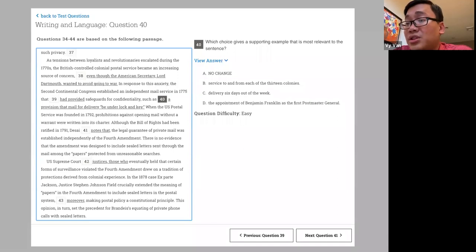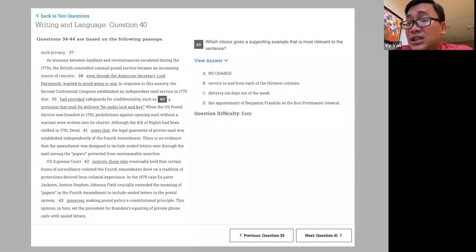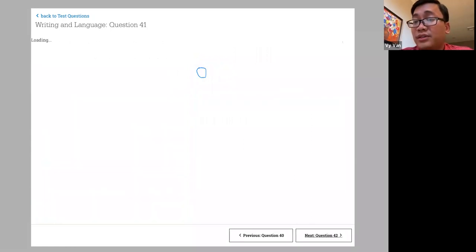B, service to perform 13 colonies. That's out of context. And then C, delivery 6 days out of the week. Nobody cares about frequency. Appointment of Benjamin as first postmaster. Who cares about whoever the postmaster is? We just worry about the protection for privacy. So the answer is A. Okay, so move on.